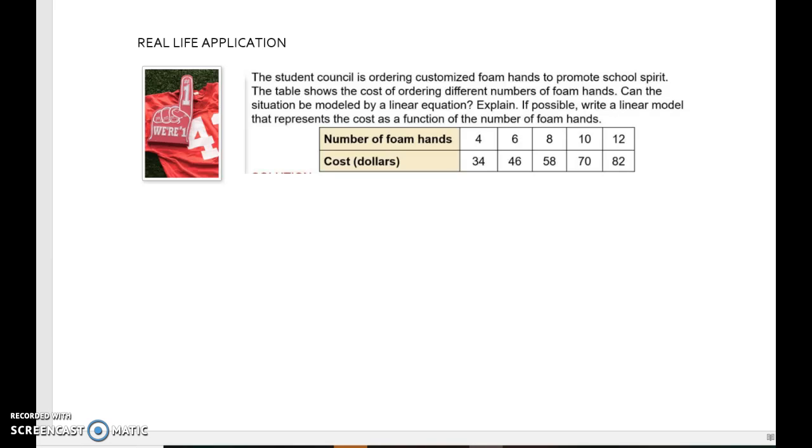Well, this actually goes back to our first or second unit, when we were talking about what makes something a function. So first of all, let's look at what they're asking us to do. So the first thing they want to know is, can the situation be modeled by a linear equation? So we're looking at change in x and change in y. So if I look at my x values, I can see that each time we're adding 2. And if I look at my change in y, I can see that each time I'm adding 12. So the answer to question 1 is yes, because there is a constant rate of change.